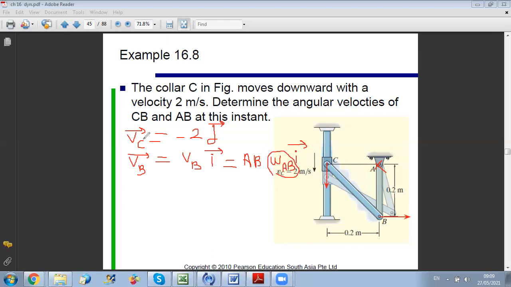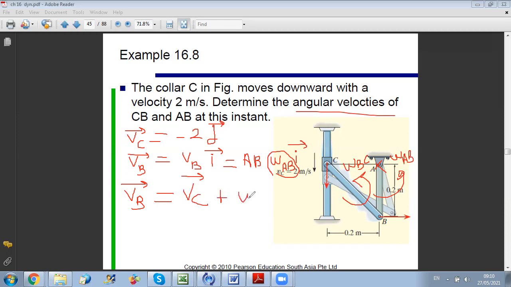And if I want to relate VC and VB, another unknown will appear, which is omega of BC. So here I have two unknowns in my problem, omega BC and omega AB. And this is the question: to determine the angular velocities of CB and AB at this instant. So to be able to solve for these two unknowns, I should relate the velocities of C and B. Since these two points are on one rigid body, VB is equal to VC plus omega BC vectorial CB.